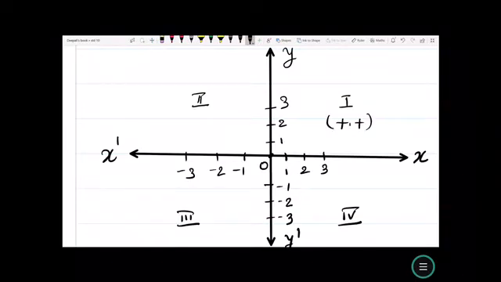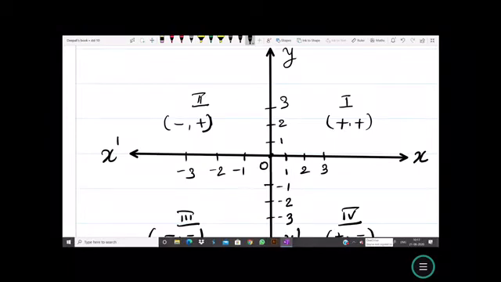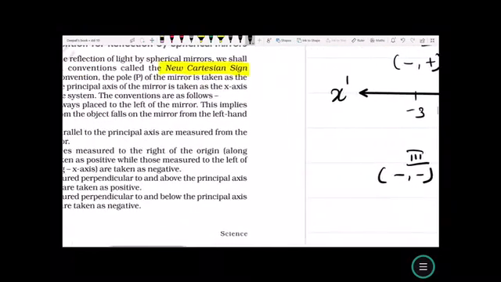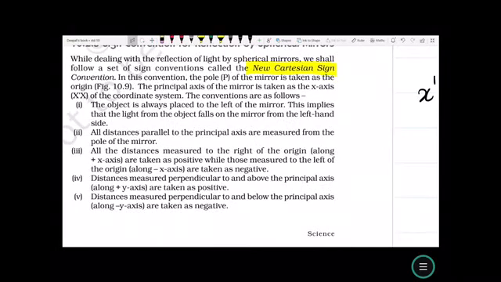This is always the positive quadrant where x and y coordinates are positive. This is the negative and positive quadrant where x is negative and y is positive. This is negative negative, that is x and y both are negative, and this is positive and negative where x is positive and y is negative. Now this is going to help us to study the sign conventions formed by the mirror.